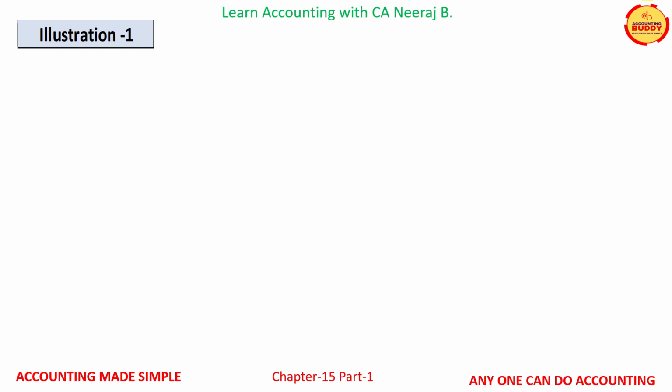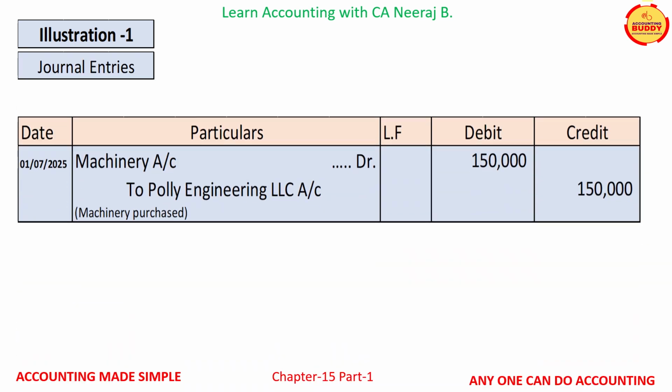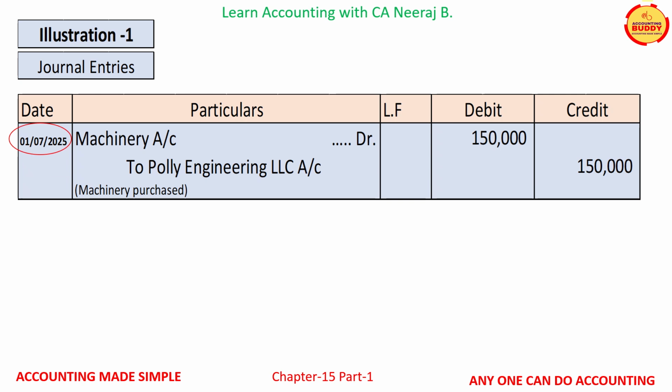Journal entries for the transactions as per previous slide will be passed as under. On 1st of July 2025, business purchased machinery from Poly Engineering LLC for $150,000. The two accounts which will be affected by this transaction are machinery account and Poly Engineering LLC account. Machinery account will be debited and the Poly Engineering account will be credited by $150,000.